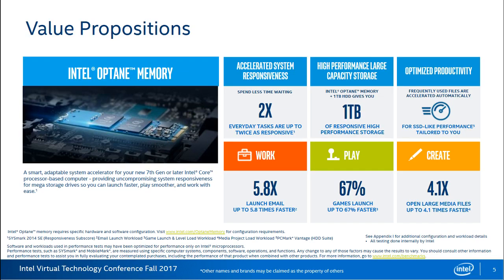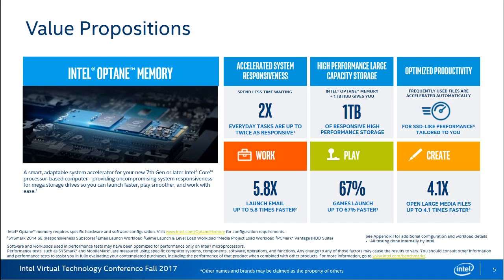Now that you all have a taste of some of the things Intel OPTANE Memory can do, I wanted to break down Intel OPTANE Memory's value. Intel OPTANE Memory offers 3 primary advantages to your end users. The first of which is accelerated system responsiveness. Since we're increasing the performance and responsiveness of their system, we're enabling those users to spend less time waiting as a result of their everyday tasks being up to twice as responsive.